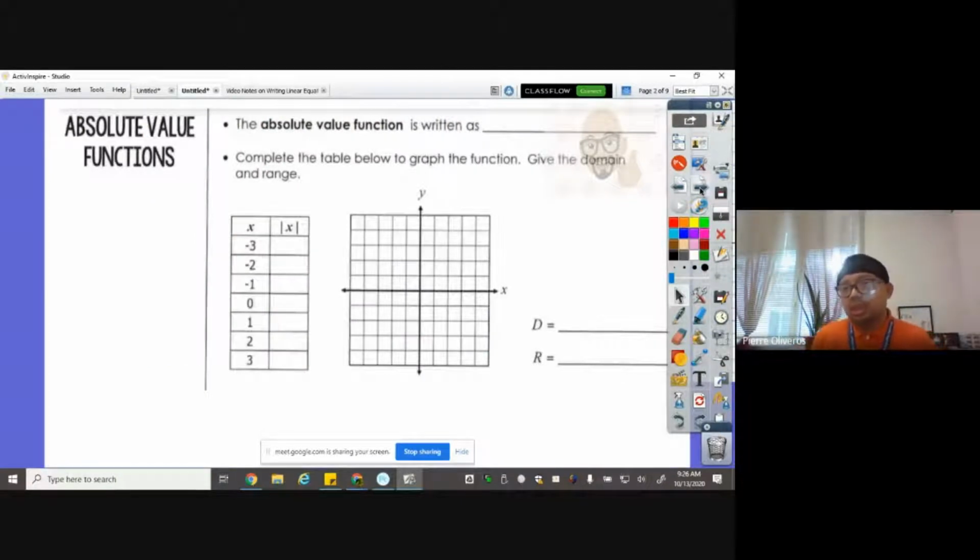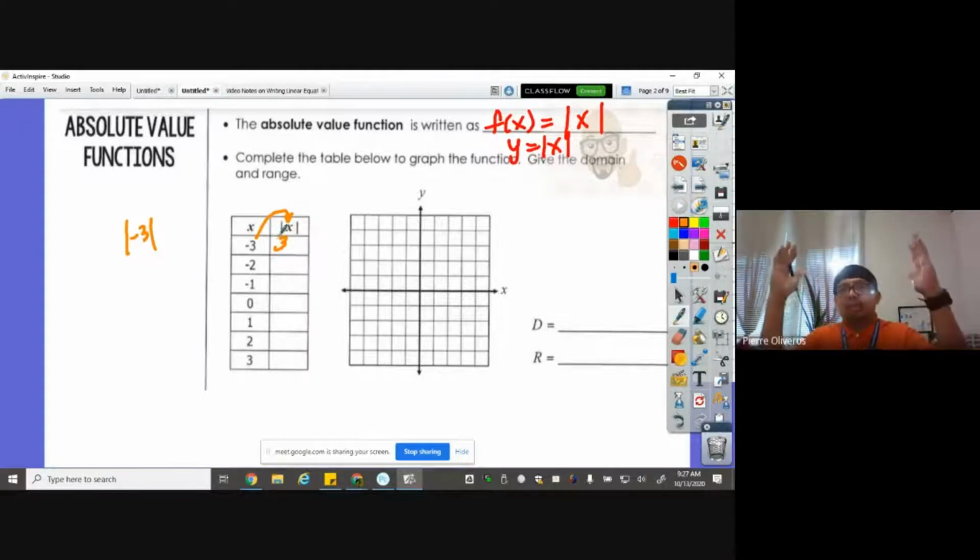The absolute value function is written as f of x equals the absolute value of x, or as an equation, y equals the absolute value of x. That's the parent function of the absolute value. Complete the table below to graph the function and give the domain and range. If the value of x is -3, you plug it in inside the absolute value. The absolute value of -3 will give you 3. Everything inside the absolute value turns positive.